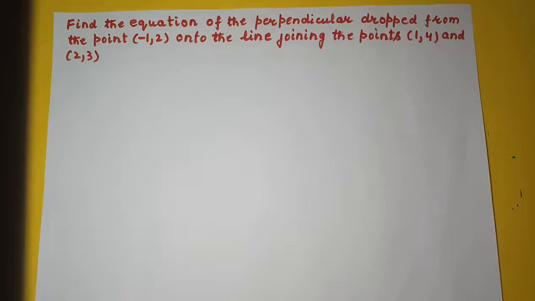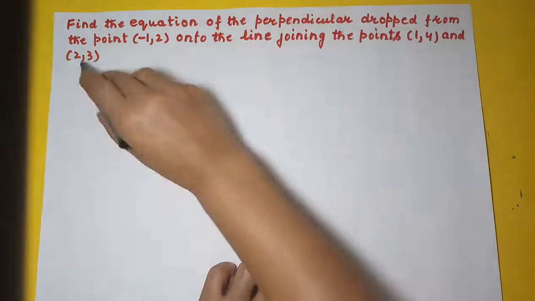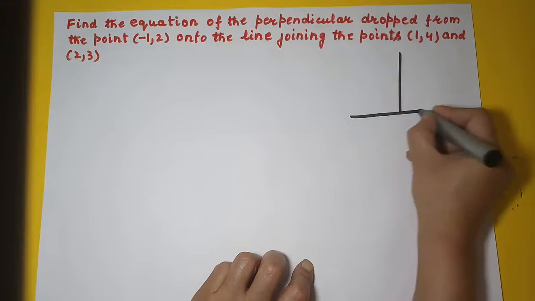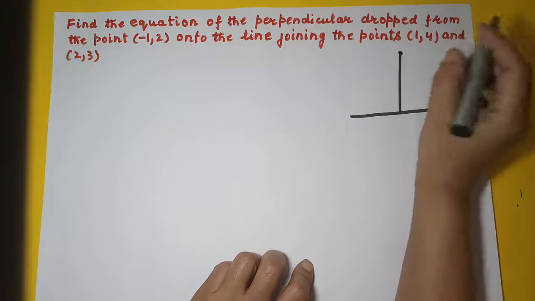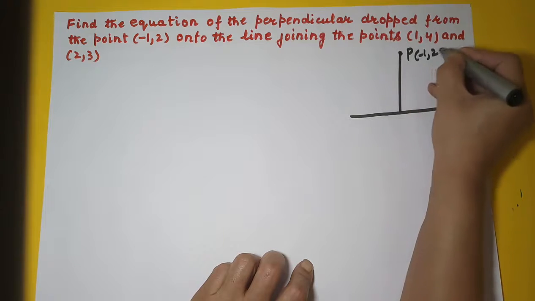We are continuing with the equations of a straight line. We have a question: find the equation of the perpendicular dropped from the point onto the line joining the points this and this. So we have a required line which is dropped from the point. Let us name it P, (-1, 2).